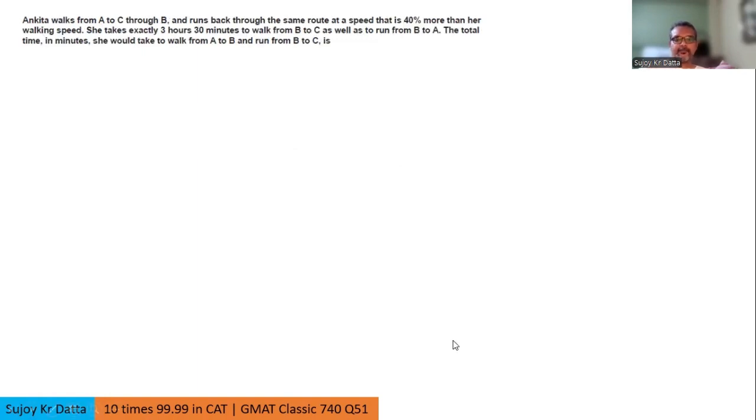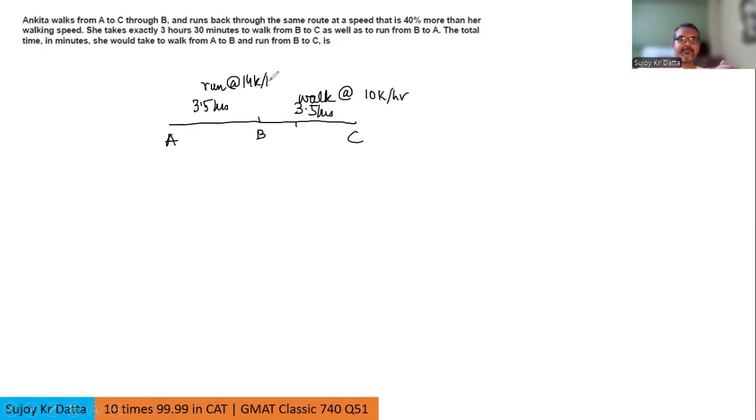Next. Anita walks from A to C through B and runs back the same route. So that is 40% more than her walking speed. She takes exactly 3 hours 30 minutes to walk from B to C, as well as to run from B to A. And while running, the speed is 40% more. So that means walking, if I take at the rate of, you can just assume something like maybe 10 kilometers per hour. So then running is at the rate of 14 kilometers per hour.